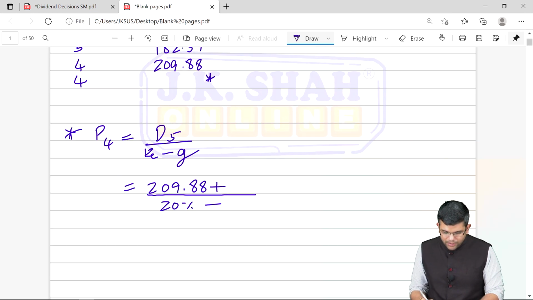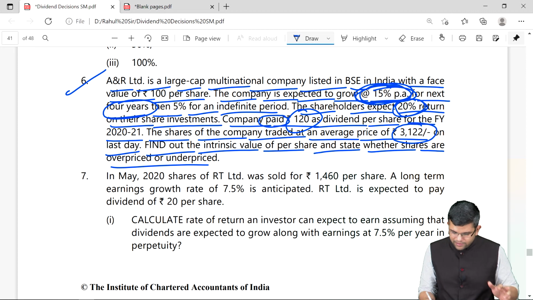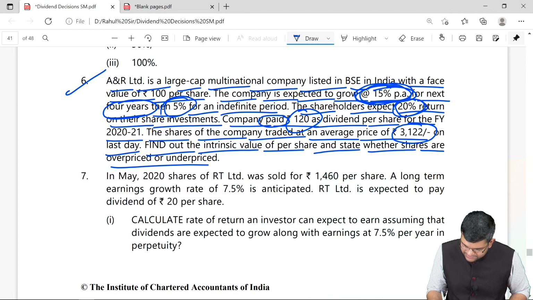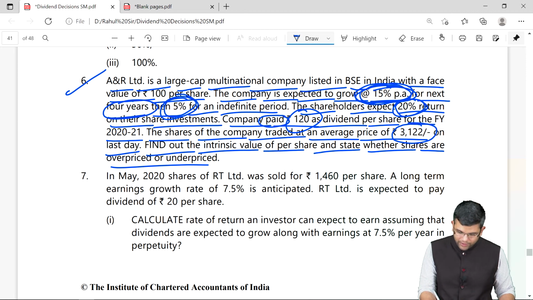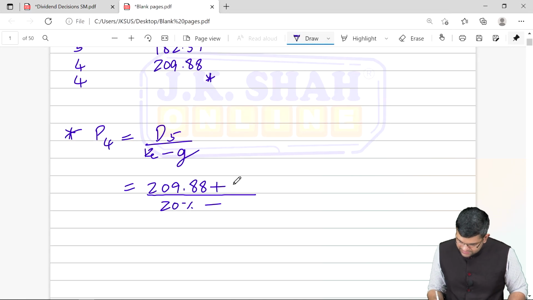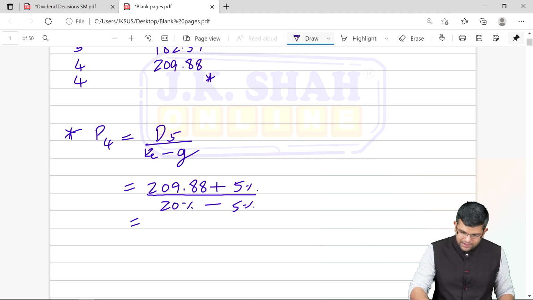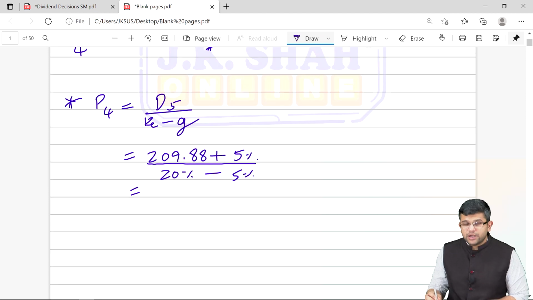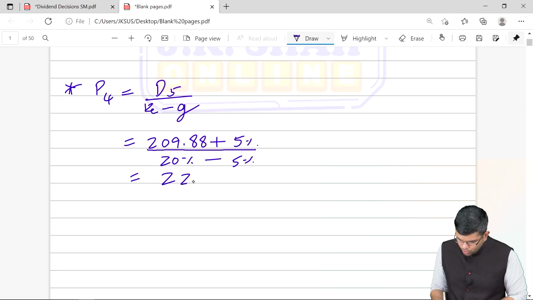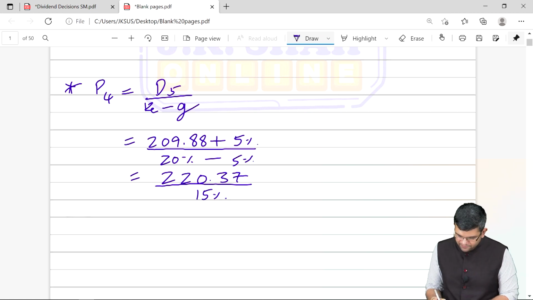Are you ready? What is that constant growth rate for eternity, for an indefinite period? They are saying it is 5% per annum. Okay, so I'll write down here plus 5% and minus 5%. So on the calci, children, I'll take 209.88 plus 5%. This, children, will come to 220.37, the whole divided by 15%.